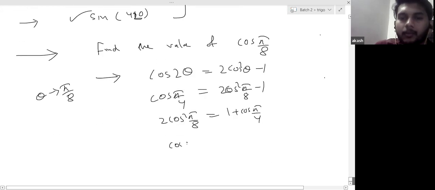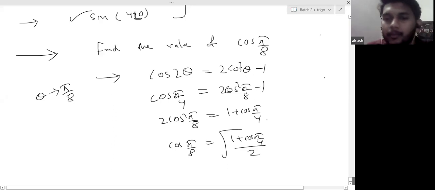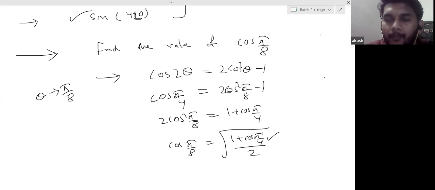All right. So cos pi by 8 will be the root of 1 plus cos pi by 4 upon 2. Put the value of cos pi by 4, we'll get the answer. Is this clear? Shaifullah, Rahman, Mazia?